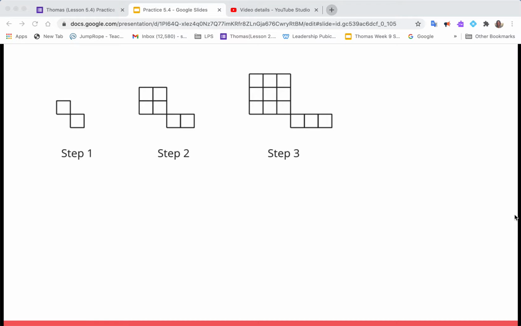Okay, so here we go again. Determine the type of growth pattern that is shown by the figures shown here. Write an expression that would give us the nth term in this pattern.